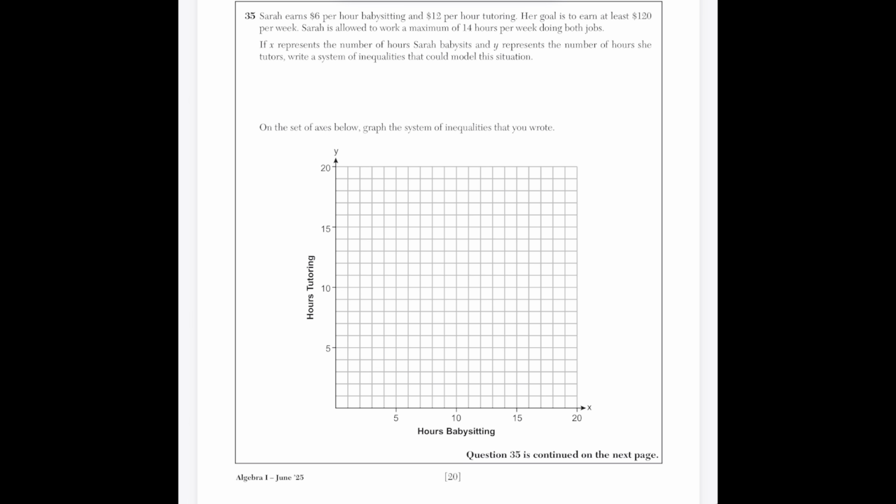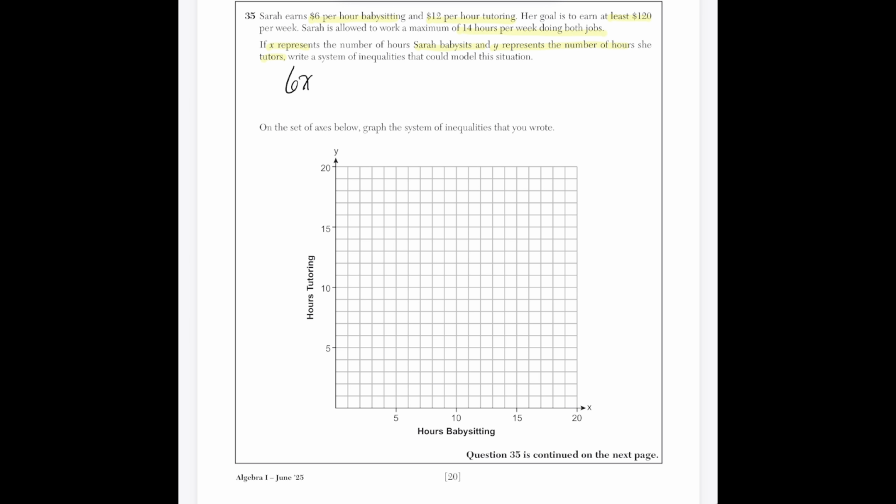So in this one, Sarah, love that name, she earns $6 an hour babysitting and $12 an hour tutoring. And her goal is to get at least $120 per week. And she's allowed to work a maximum of 14 hours a week doing both jobs. Okay, so both of those parts are super, super important. So let's start thinking, how do we want to express that? So the first part is pretty easy. Wait, there's more. Let me finish reading. X has to represent the number of hours she babysits, and Y has to be the number of hours she tutors.